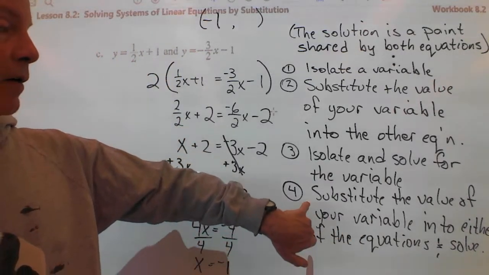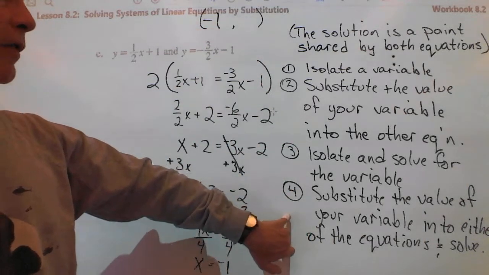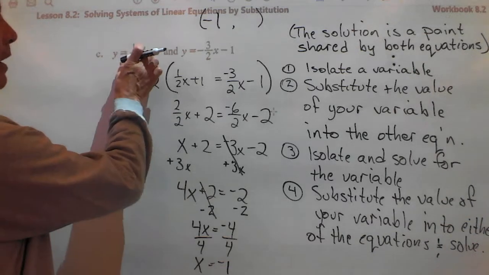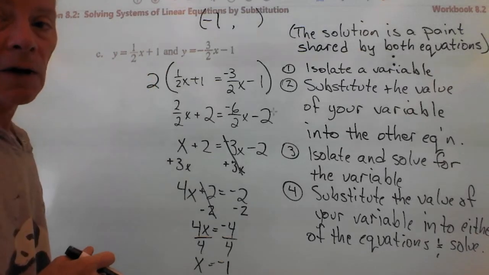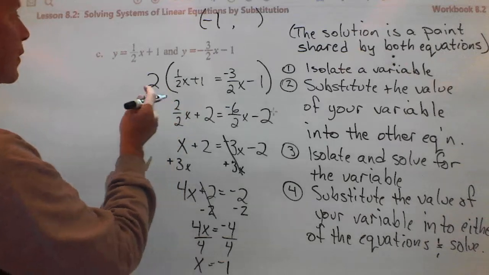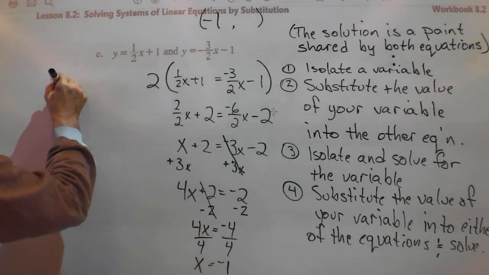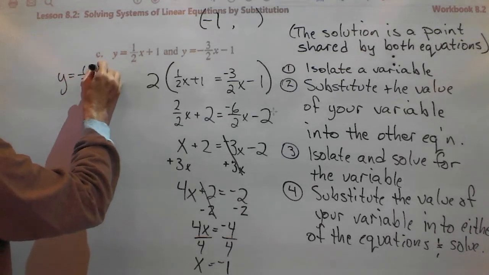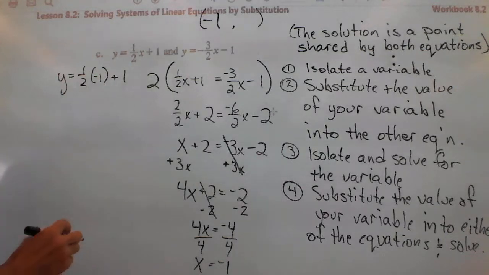We're almost there. Substitute the value of your variable, your -1, into either of the equations and solve. And again, I'm going to go with this one simply because it's got all positives in it, and that always makes things a little bit easier. Okay? So for my last step, I'm going to sub my value for x into this equation, and that will give me y equals 1/2 times -1 plus 1. Okay?